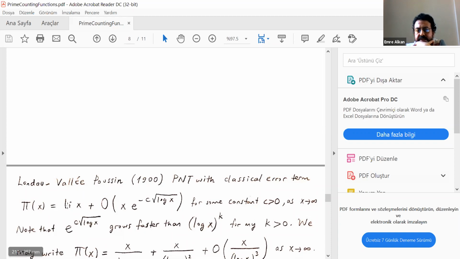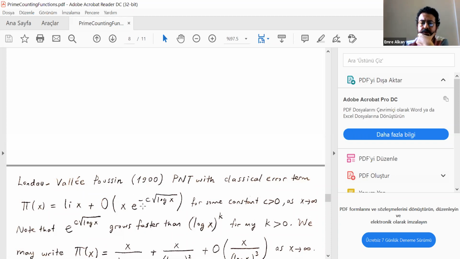So pi of x, now this is good, now this is answering our needs, is equal to li of x, the main term, plus an error term under control. So the error term is a constant multiple of x times e to the minus c times square root of logarithm of x. So there is some constant like this, c positive, as x goes to infinity. So this means that you have some control on pi of x minus li of x. So this gives the control.